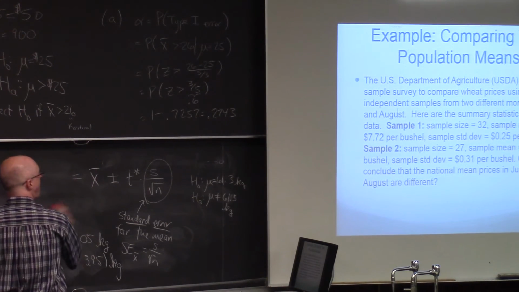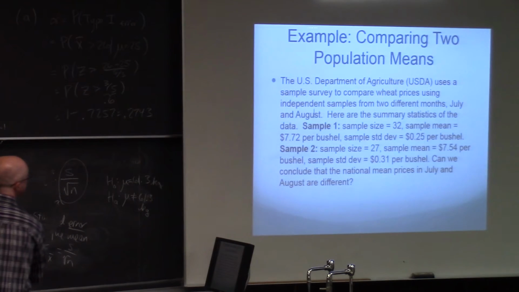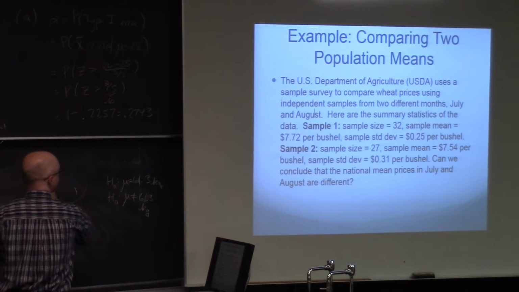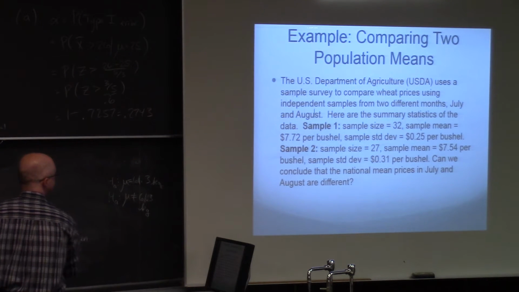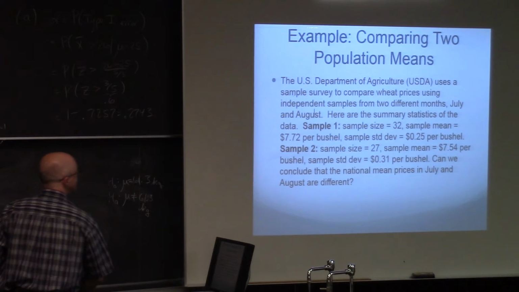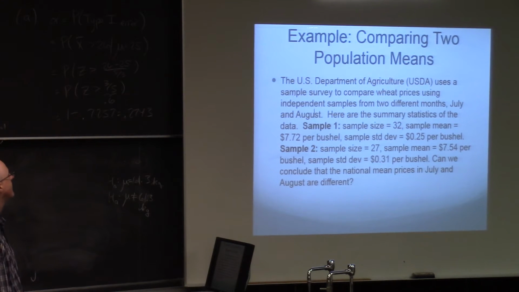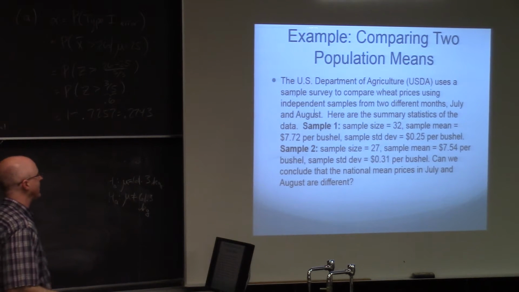All right, take a look at that problem. The U.S. Department of Agriculture uses a sample survey to compare wheat prices using independent samples from two different months, July and August. Here are the summary statistics of the sample data that they gathered.